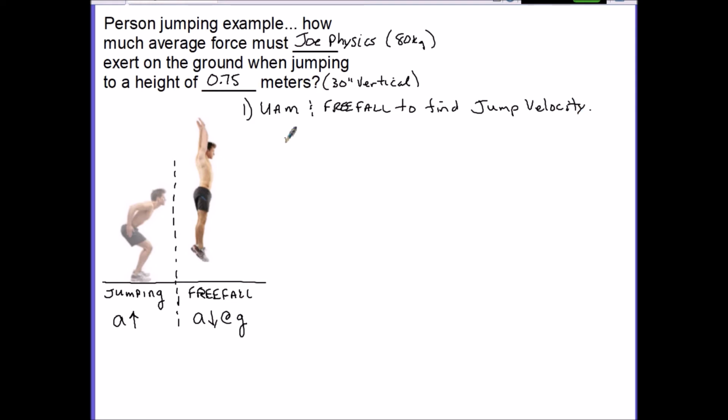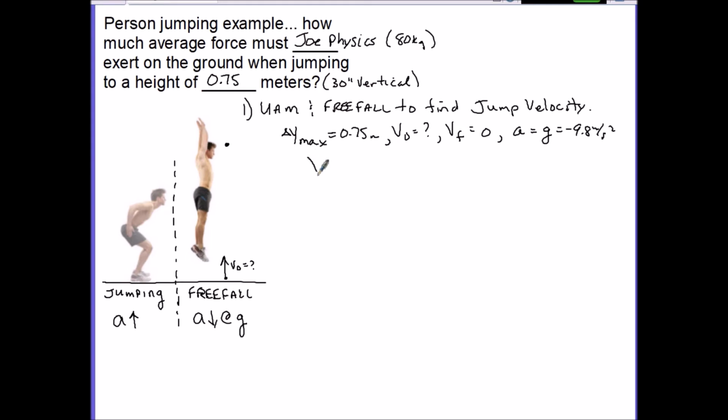Okay, so let's see how we might do that. Delta y max is 0.75 meters. That's their jump height, occurring up here. V initial is how fast they left the ground, so that's what we're going to be looking for. V final is their velocity up here. Once they've gotten to their maximum height, they've stopped moving. And while they're in the air, they're accelerating at g, which we're going to call downward, negative. We have enough information there to be able to determine v naught.